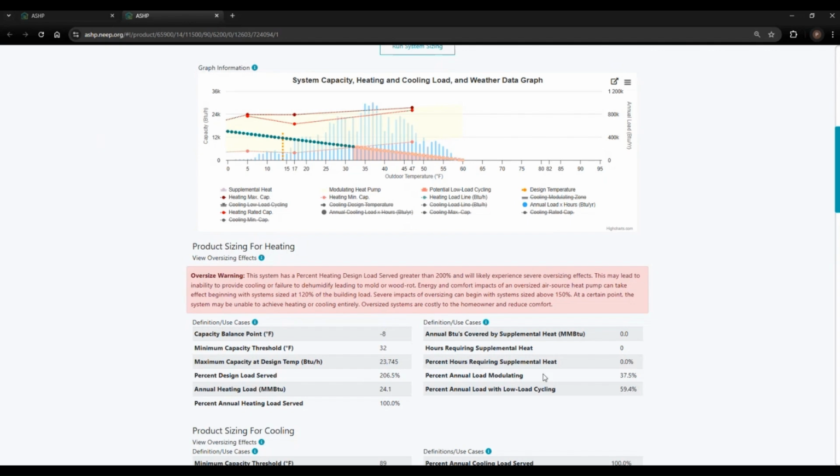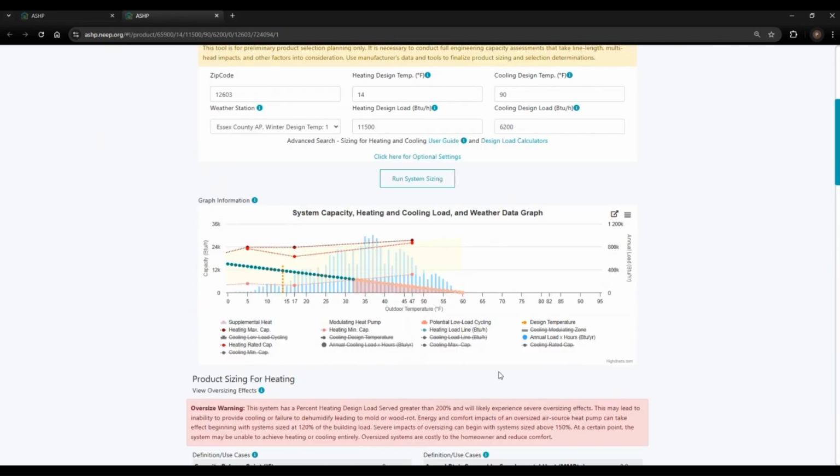If we analyze the graph further, we can look at this red wedge on the bottom right, which is the potential low-load cycling zone. The potential low-load cycling zone is when the heating minimum capacity is above the heating load line. You can tell that the heating load line, after it crosses the heating minimum capacity line, turns from this green color to this orange color.